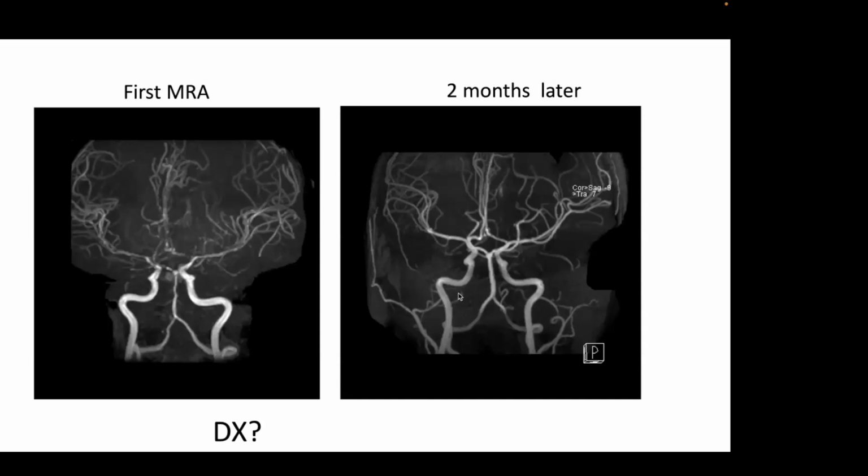So I'm showing you these cases. The first case I showed you is a radiation vasculitis. This case is a kind of mysterious disease, but probably some sort of autonomic disease that involves diffuse vasoconstriction, which is reversible.